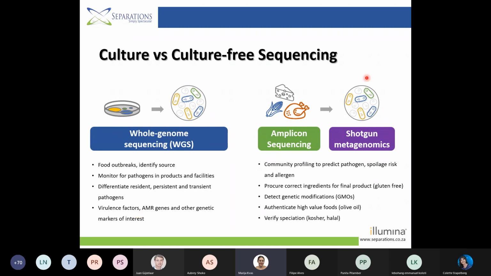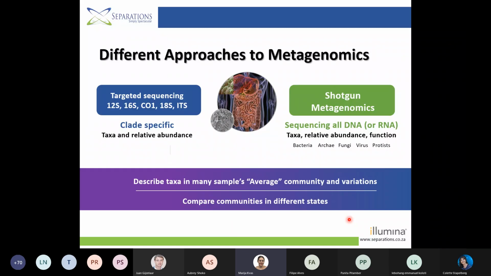When it comes to a more targeted approach, like amplicon sequencing, or looking at the variety of the community of different pathogens in there, we can employ shotgun metagenomic sequencing, and there we are looking into community profiling, either just one type of organism, let's say just bacteria or just fungi, or we are looking into everything that is in that sample. But we are looking at community profiling to predict the pathogens, the spoilage risk, to maybe detect GMOs, to verify speciation. So, for example, in halal food, to make sure that there is no material that is of pork origin, right? So we can employ NGS to do this for us, right?